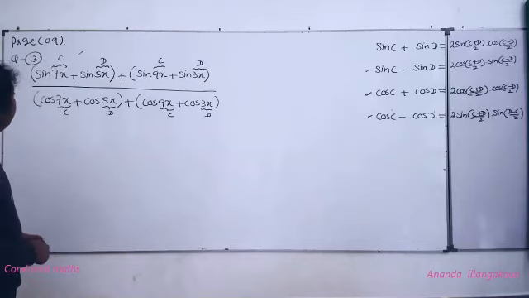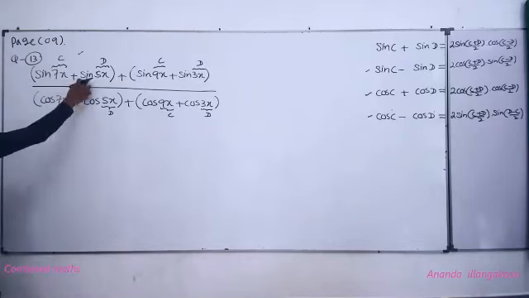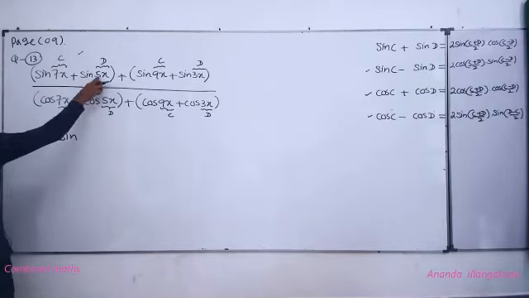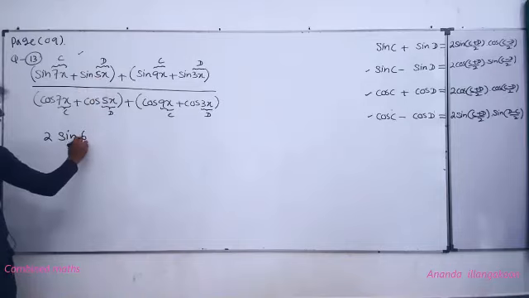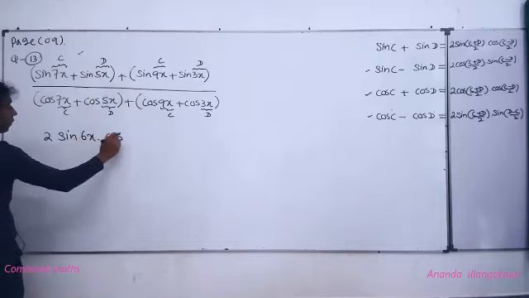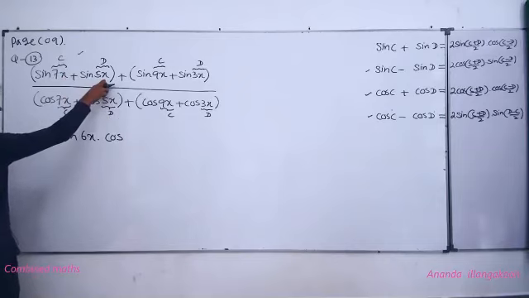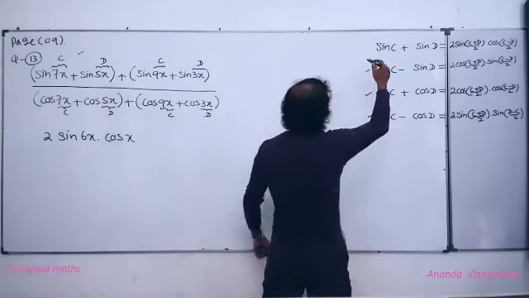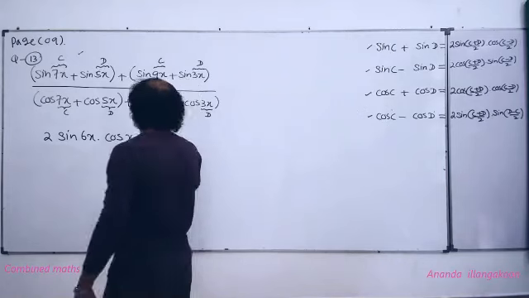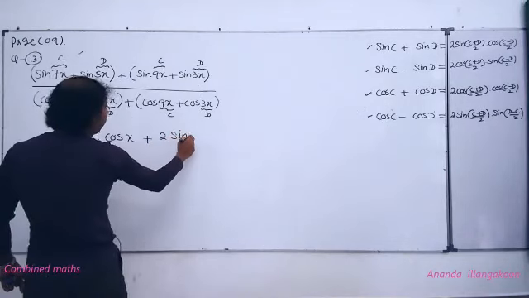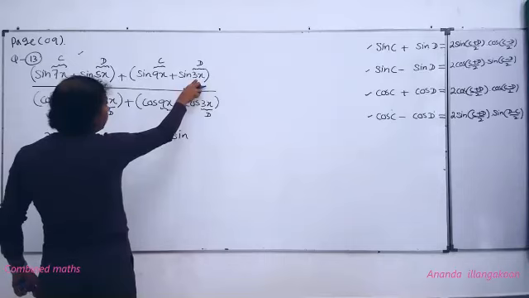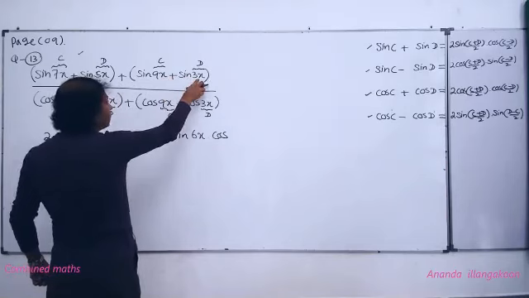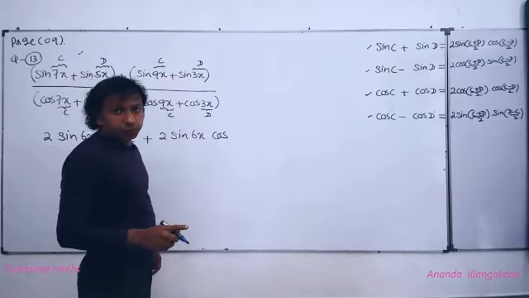Now I'll apply, people, directly. Sin C plus sin D is 2 sin at the angles, divided by 2: 7 plus 5, 12 divided by 2, 6x. And cos of the difference of the angles, 7x minus 5x, 2x divided by 2, x. I applied the sin C plus sin D formula. And here also 2 sin at the angles, 9 plus 3, 12 divided by 2, 6x. And cos, take the difference, 9 minus 3, 6 divided by 2, 3x.